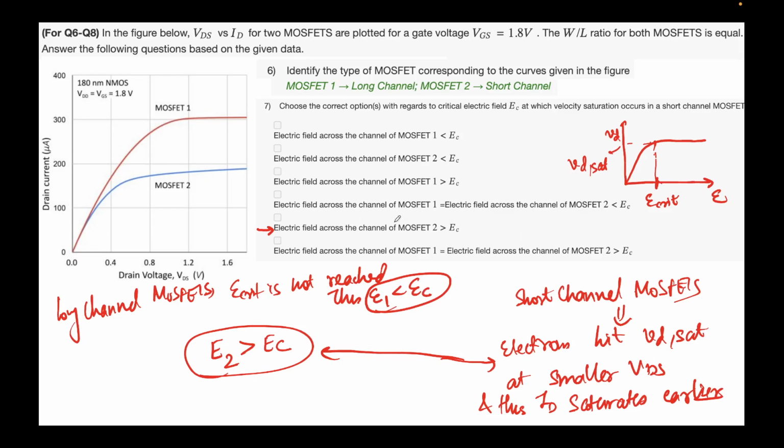E1 must be less than EC. This E1 we already identified as a long channel. Again, just to reiterate, we identified it as long channel due to the fact that it has higher VDSAT, other things remaining constant. Second, it had a very low output impedance, right? It's much flatter than MOSFET 2, which denotes it has negligible channel length modulation. So even less than EC, this one, and so these two options are the correct ones.